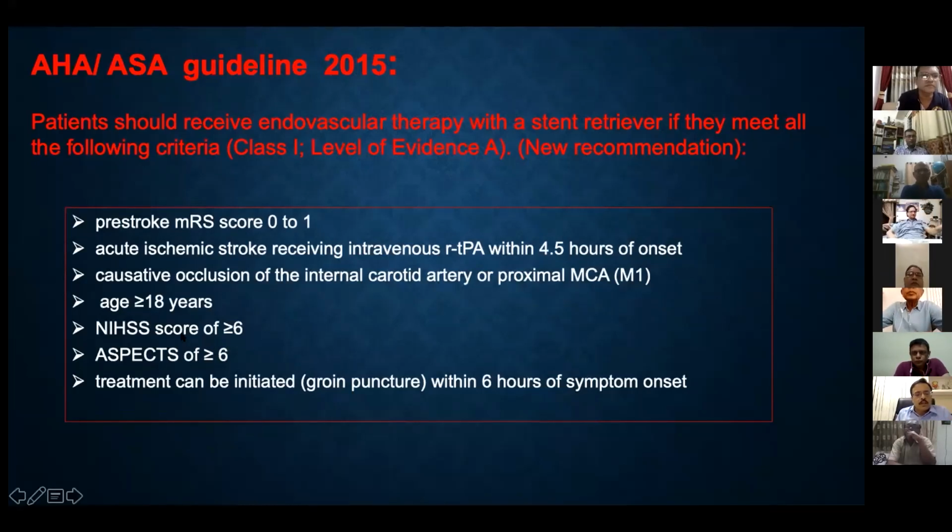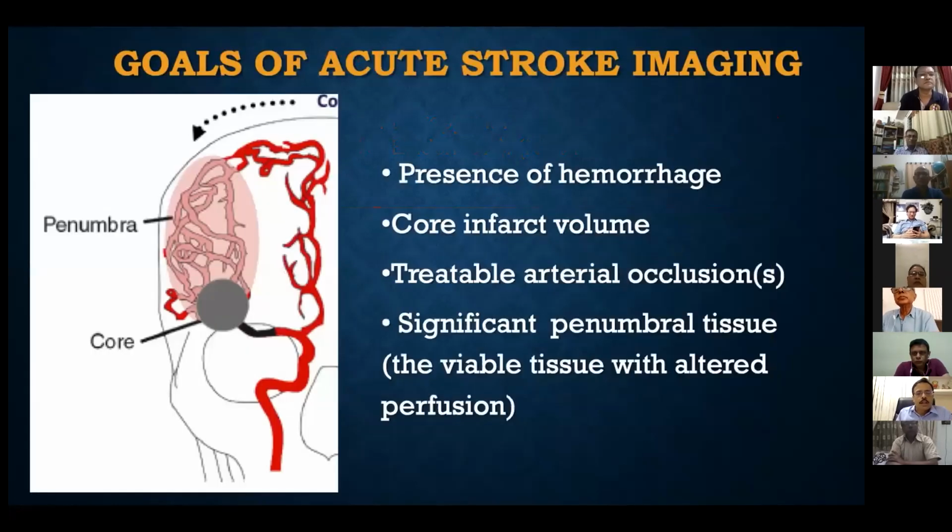Here in this, they mentioned aspects of more than or equal to 6 in terms of imaging, and there should be a major vessel blockage. And that is where cross-sectional imaging and vascular imaging came into acute stroke. So what are the goals of acute stroke imaging?